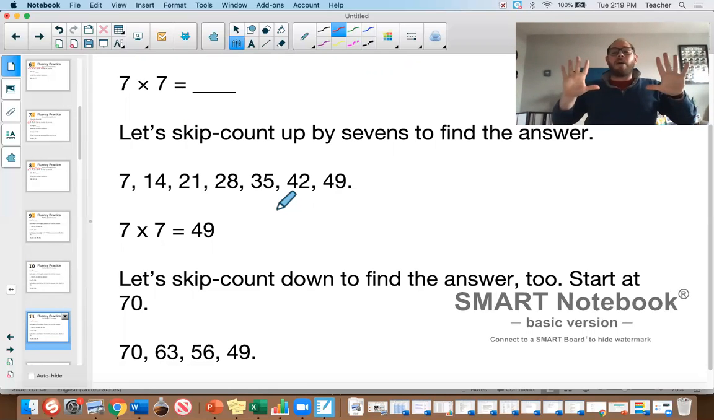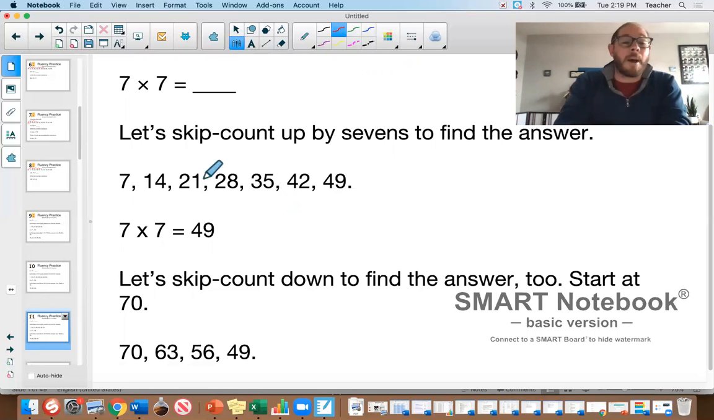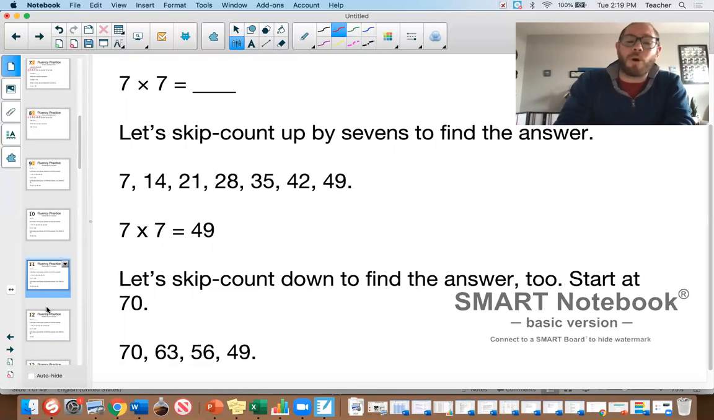Let's skip count down from 70. 70, 63, 56, 49. I've got 7 fingers left. 7 times 7 is 49. Doesn't matter whether you count up or down.